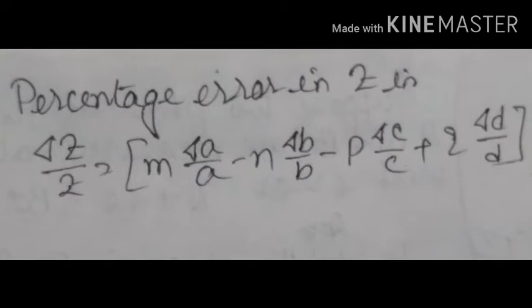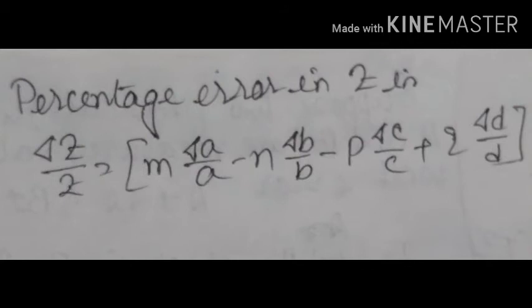If the question provides us the percentage error of a, that is delta a by a, percentage error in b, that is delta b by b, percentage error in c, that is delta c by c, and percentage error of d, that is delta d by d, then simply we can use delta a by a, delta b by b, delta c by c, and delta d by d, and we can find the percentage error in delta z by z.